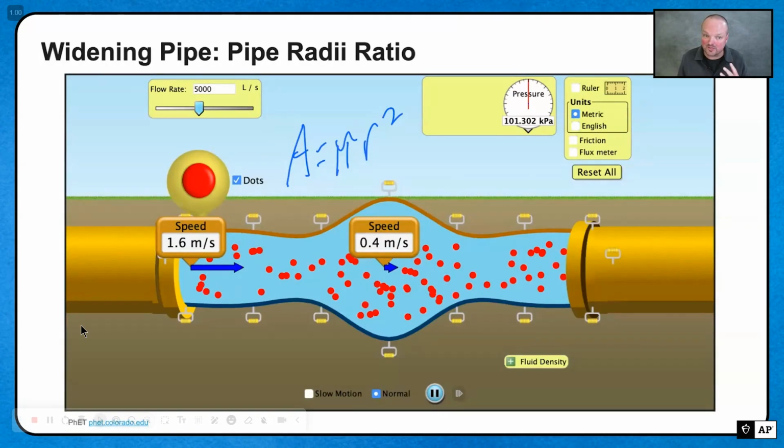So the cross-sectional area at 1.6 meters per second speed in comparison to the speed at 0.4 meters per second, that ratio of the areas is 4 times as big cross-sectional area in the middle of this tube. But the radius is only twice as big, because it's pi r squared.